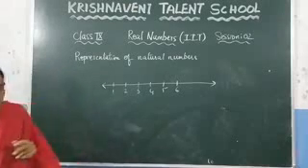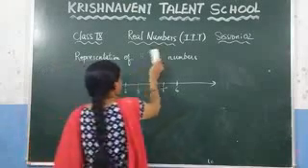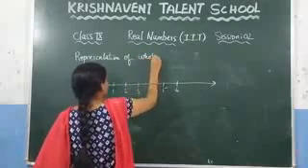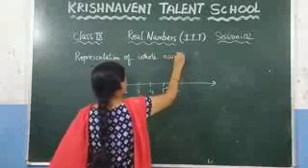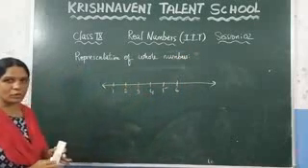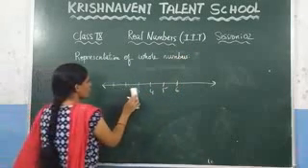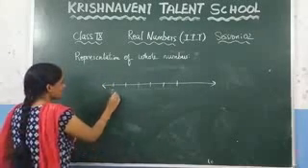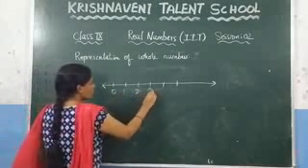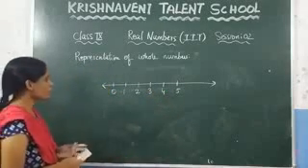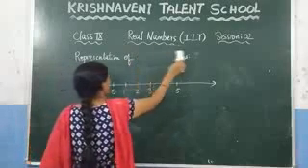Now see the representation of the whole numbers. How do you represent the whole numbers on a number line? Similarly, what is the first step? First you need to draw the number line, right? After that you have to mark the numbers. So you know that the whole numbers start from 0. So write 0, 1, 2, 3, 4, 5 and so on, like that. This is the representation of the whole numbers.